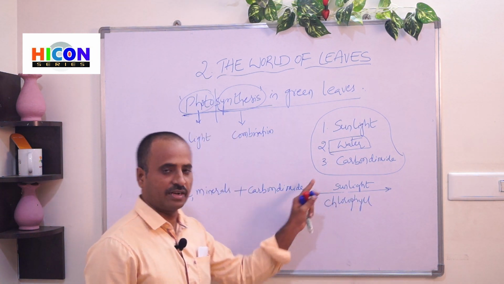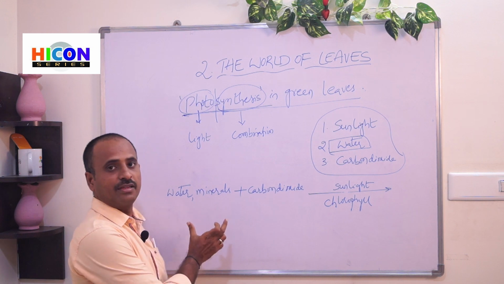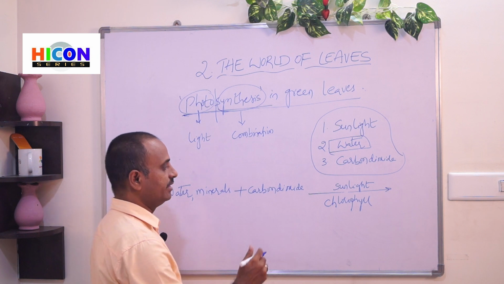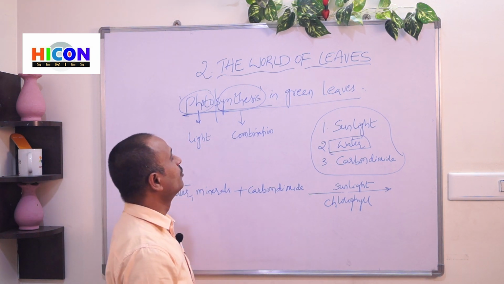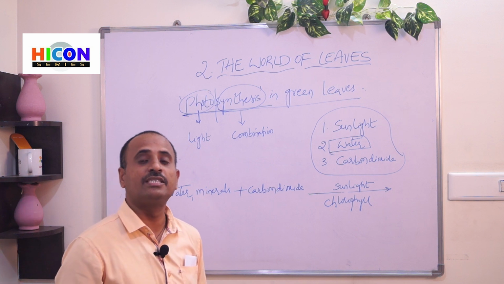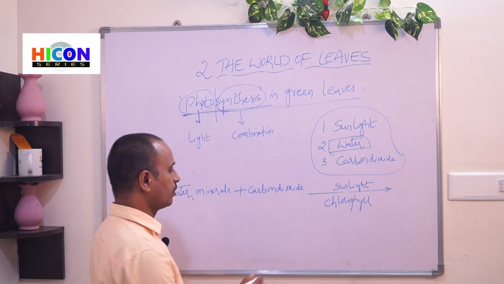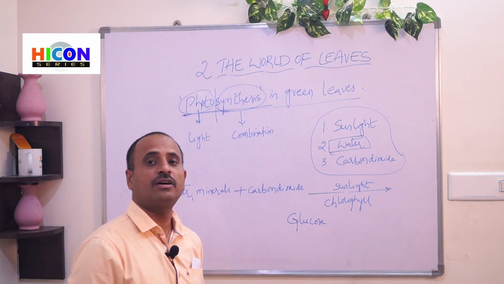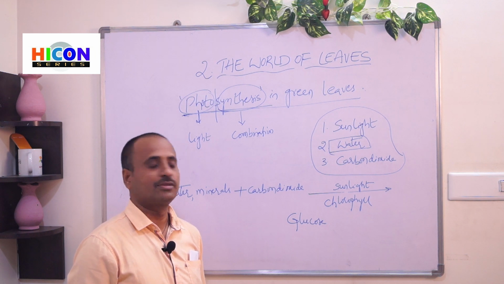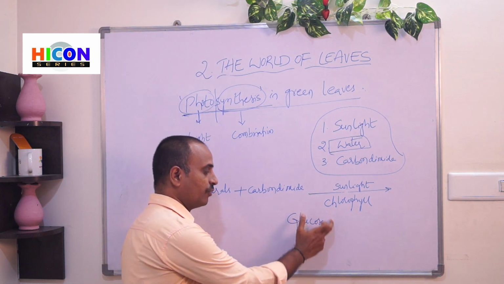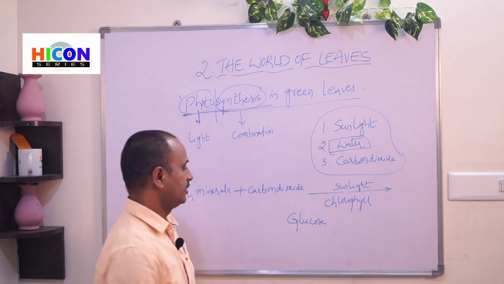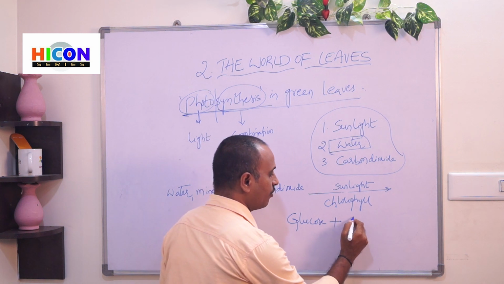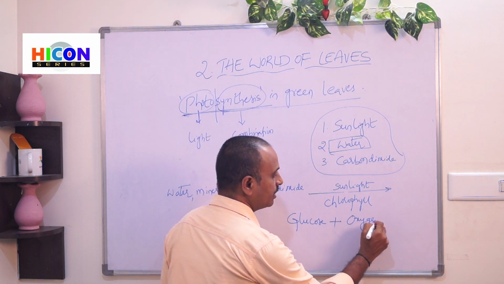So in the presence of sunlight, the leaves will combine, that means the leaves will mix the water, minerals and carbon dioxide, and they will prepare the food. Here the food prepared by the leaves is a type of sugar called glucose. So glucose is one type of sugar. That means glucose is the food prepared by the plants. And in the process of photosynthesis, the plants give off oxygen into the atmosphere.